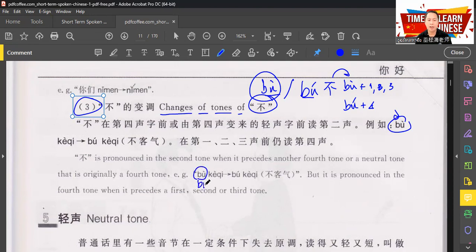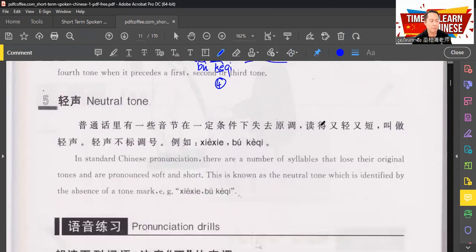Normally, BU and fourth tone, right? We will call 不 and this one 客气. Ke is also the first tone. So we have to change 不 to be 不. So this word we will call 不客气 like this. 不客气 means you're welcome. But the next rule is neutral tone.